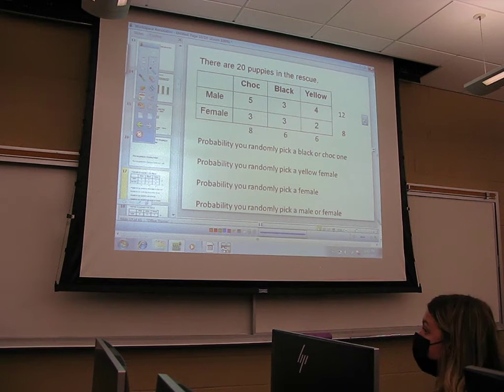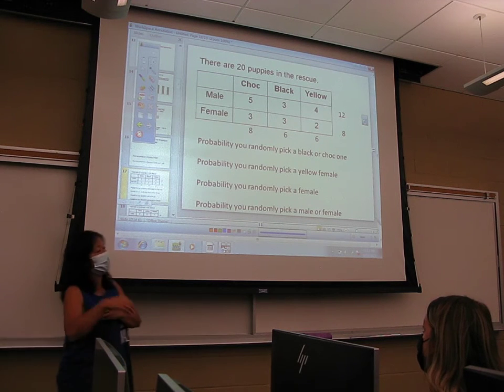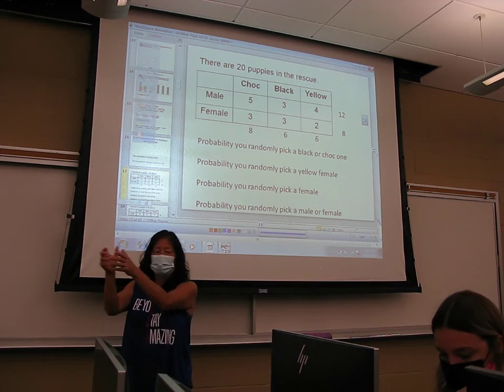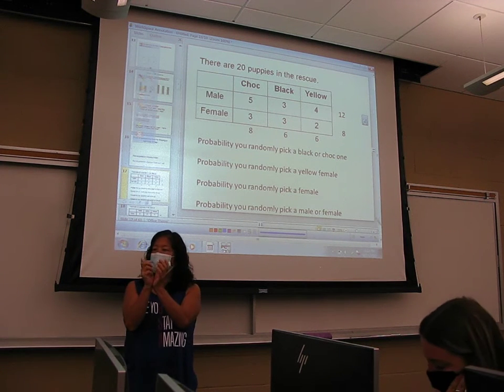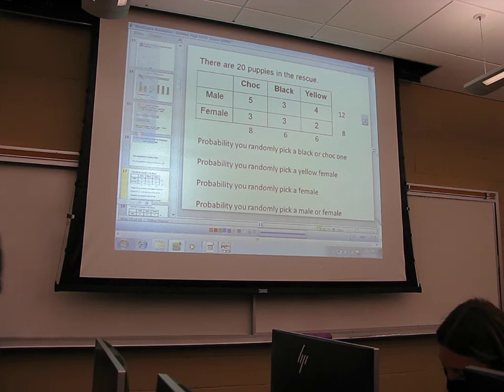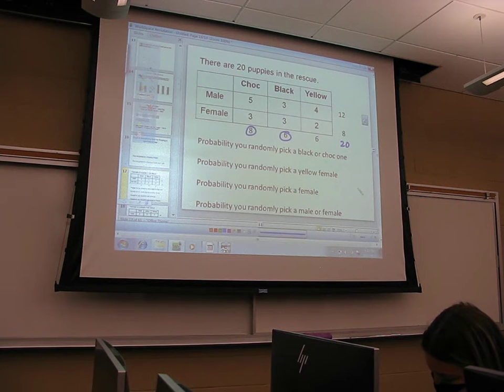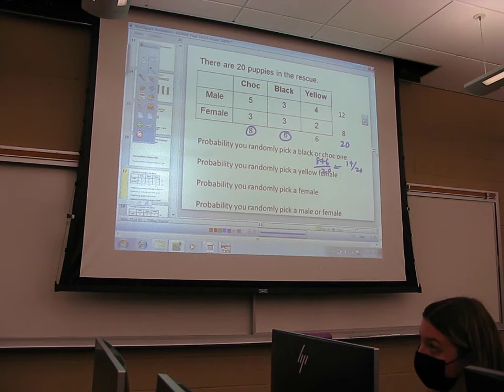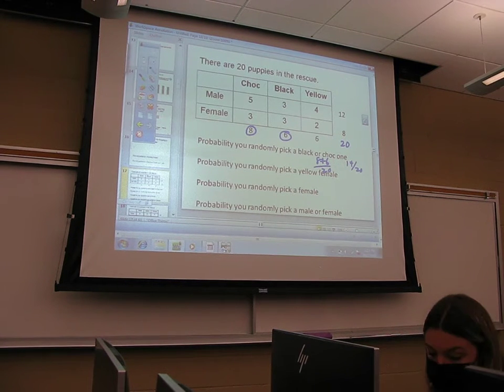Oh, first of all, let's do this one. What's the probability of randomly picking a black lab or a chocolate lab? I grab a puppy. He's either a black lab or a chocolate lab. What's the probability of that? 14 out of 20. First I need to figure out my total, 20. Black labs, there's 6 of them. Chocolate labs, there's 8 of them. So 8 plus 6 out of 20, 14 out of 20. You don't simplify, just leave it as 14 out of 20.